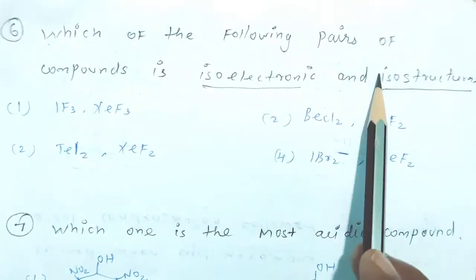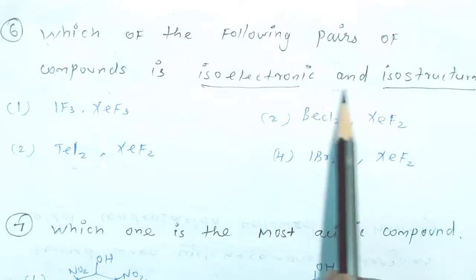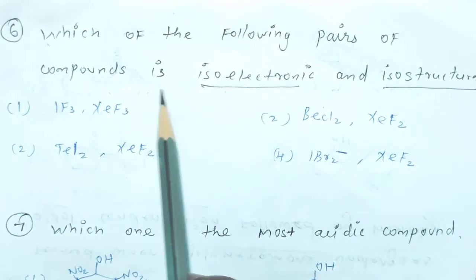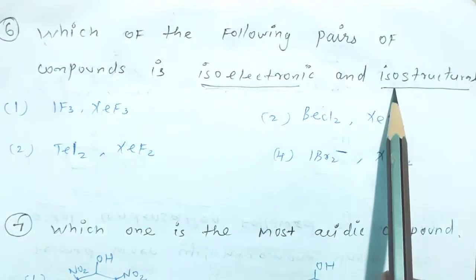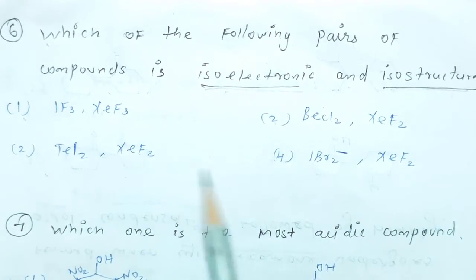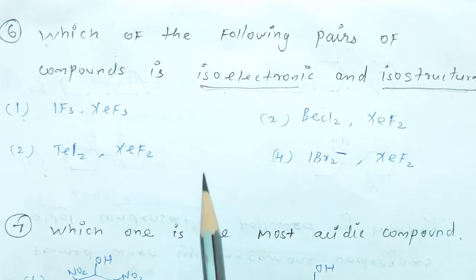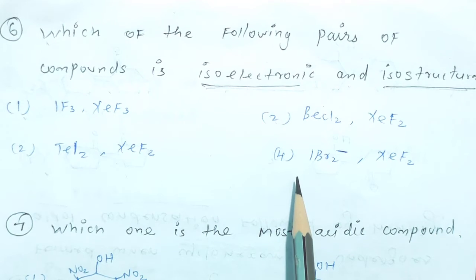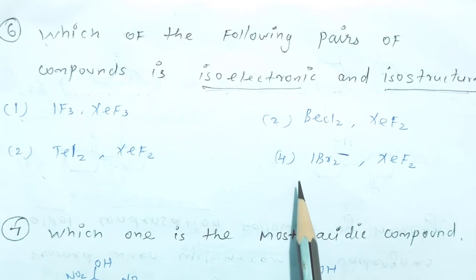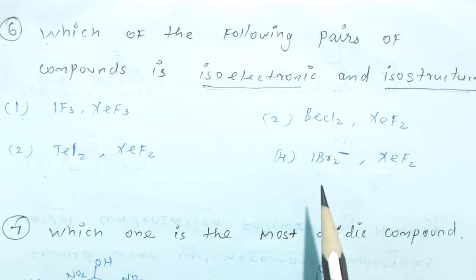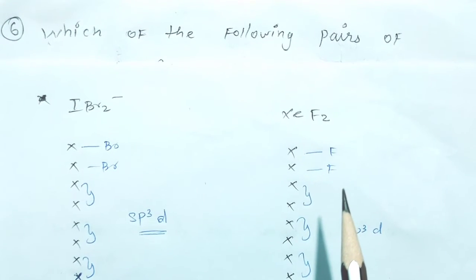Which of the following pairs of compounds is isoelectronic as well as isostructural? Here four options are given, 1, 2, 3, 4. So you see, valence electrons are very important here. Your valence electron is very important. So I am taking the fourth option.